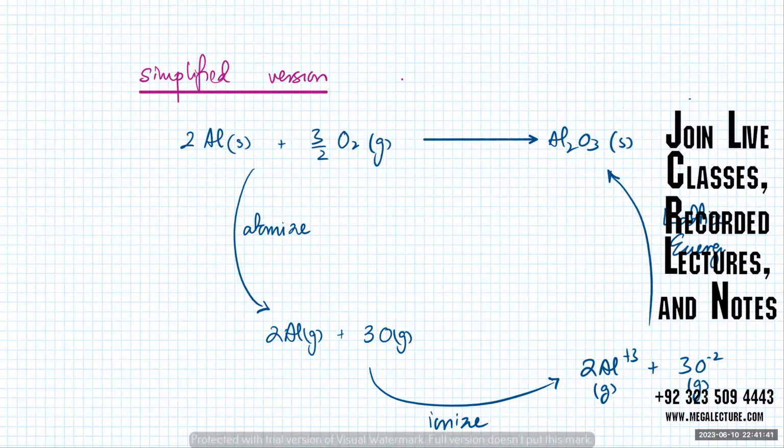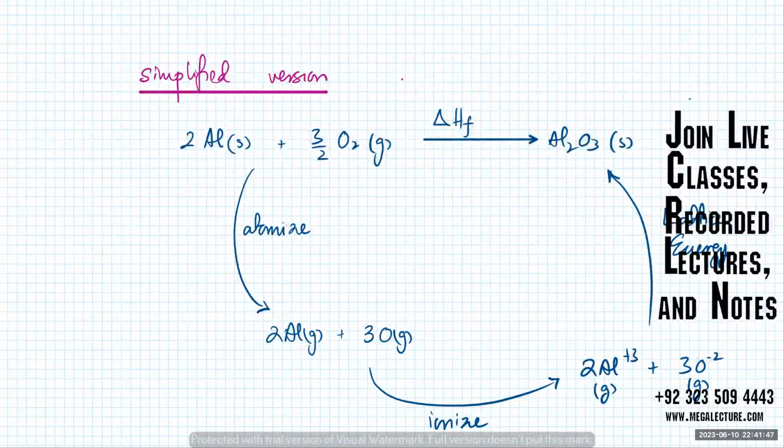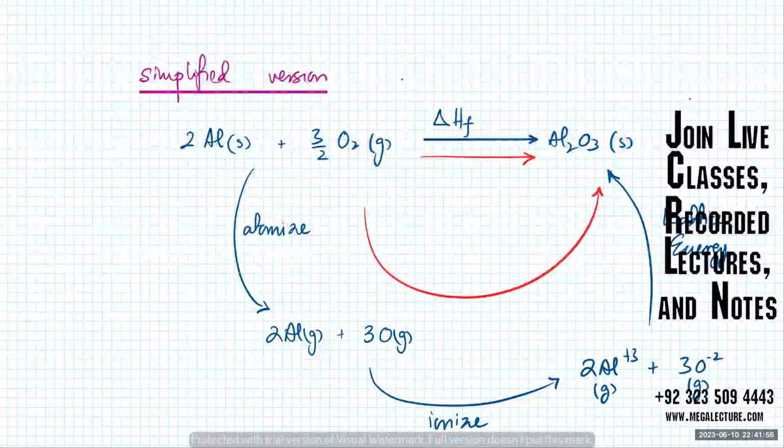And this one over here is your enthalpy change of formation, and you can have one path being equal to the other path, so it's basically this path versus this entire path. Is this clear? I mean, the simplified version, is this clear?